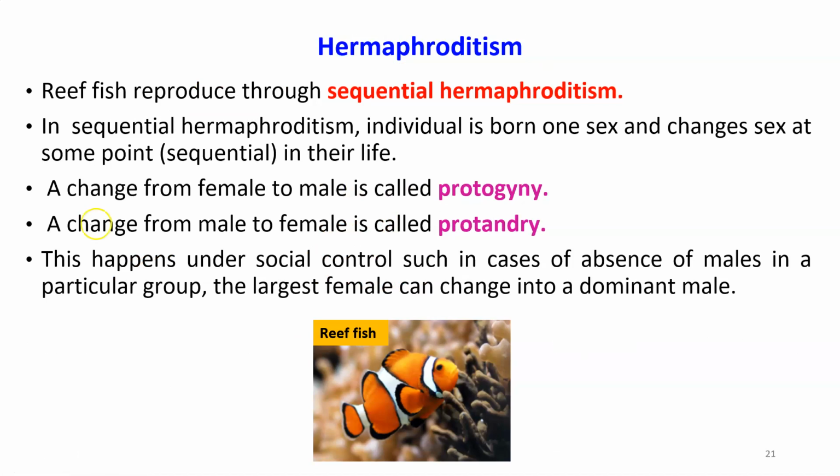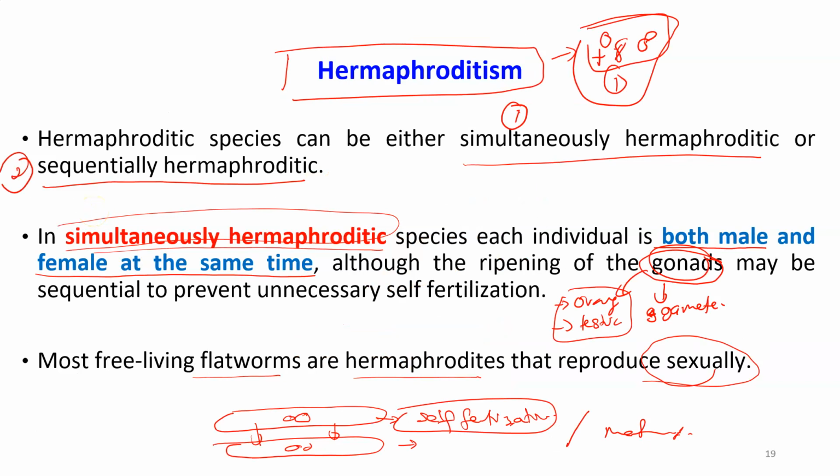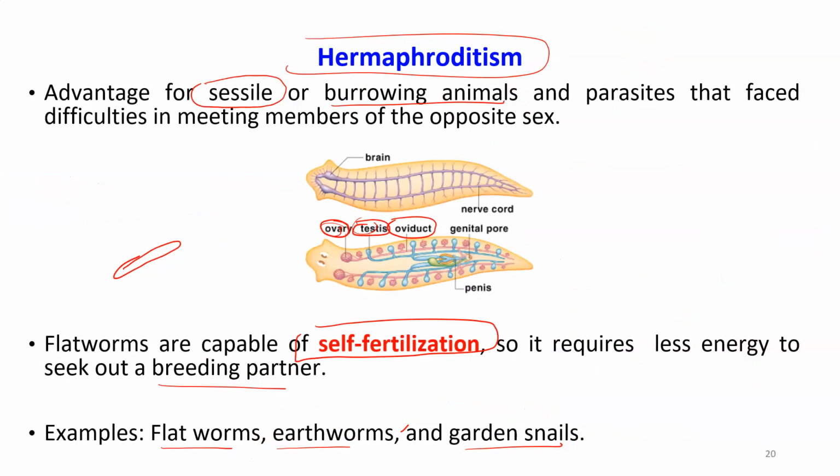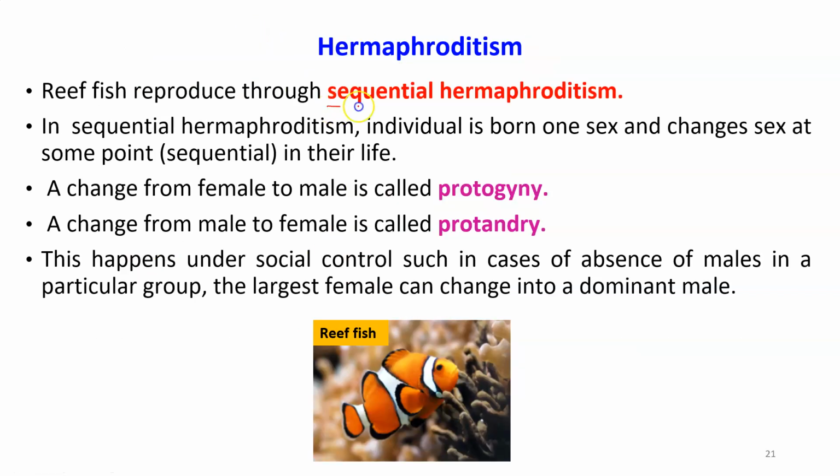Okay, so yang ini adalah untuk simultaneous hermaphroditism. Simultaneous, okay? Simultaneous hermaphroditism. The second one is sequential hermaphroditism. Okay, so it is practiced by reef fish, for example. Reef fish reproduce through sequential hermaphroditism. So in sequential hermaphroditism, an individual is born one sex and changes sex at some point in their life. Okay, that is what it meant by sequential.